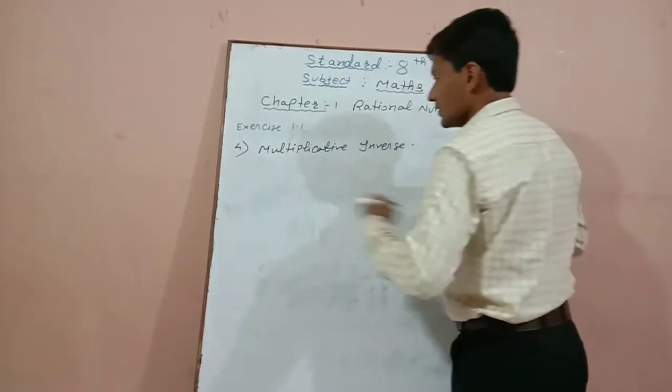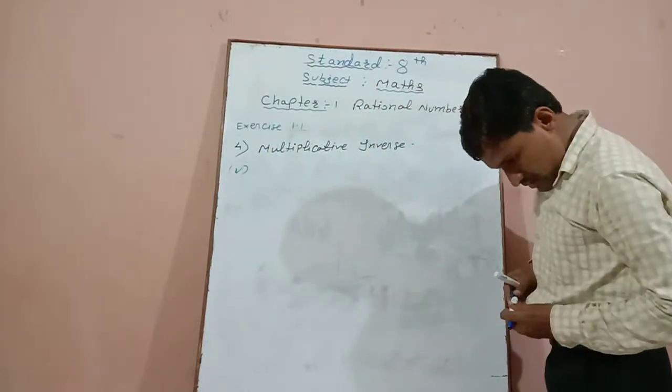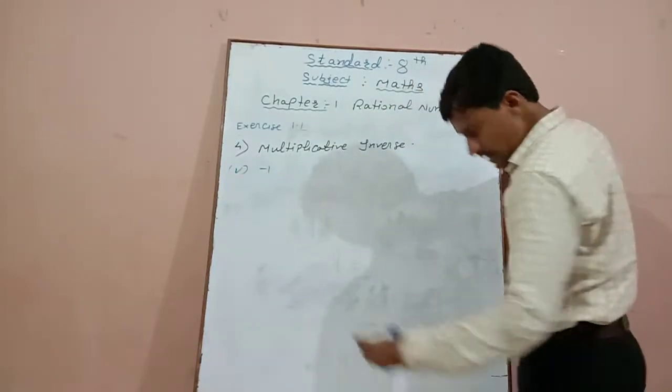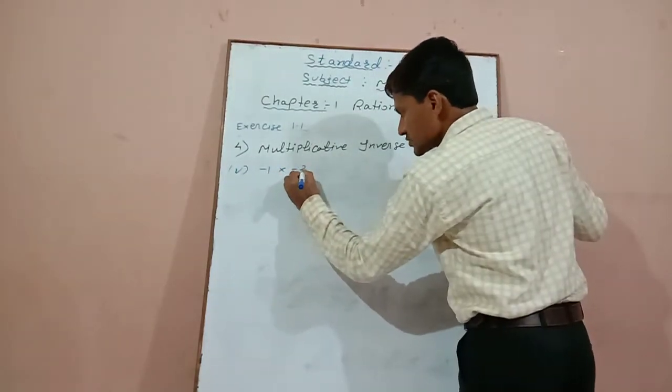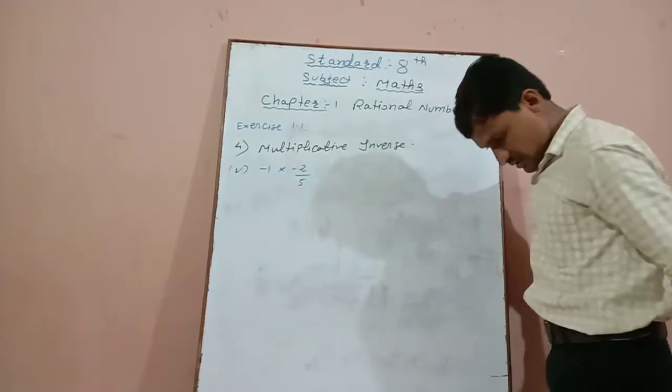Question number 5 in main question number 4 only. Minus 1 into minus 2 divided by 5. Okay, this is the question.